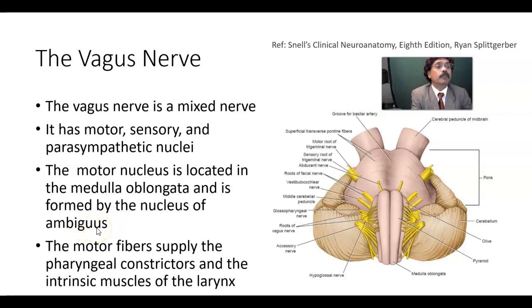Nucleus ambiguus also contributes to the ninth cranial nerve and also the 11th cranial nerve. So nucleus ambiguus has contribution to three cranial nerves: the glossopharyngeal nerve, vagus nerve, and the cranial part of the accessory nerve. The motor fibers supply the pharyngeal constrictors and the intrinsic muscles of the larynx.